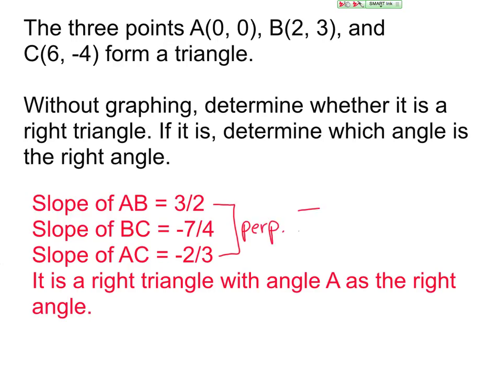So if segment AB was perpendicular to segment AC, you can figure out that A is the right angle because that's where they come together. So you'll have to do some slope calculations and then see if there's any perpendiculars. So there's 2 of those to try to intersect.